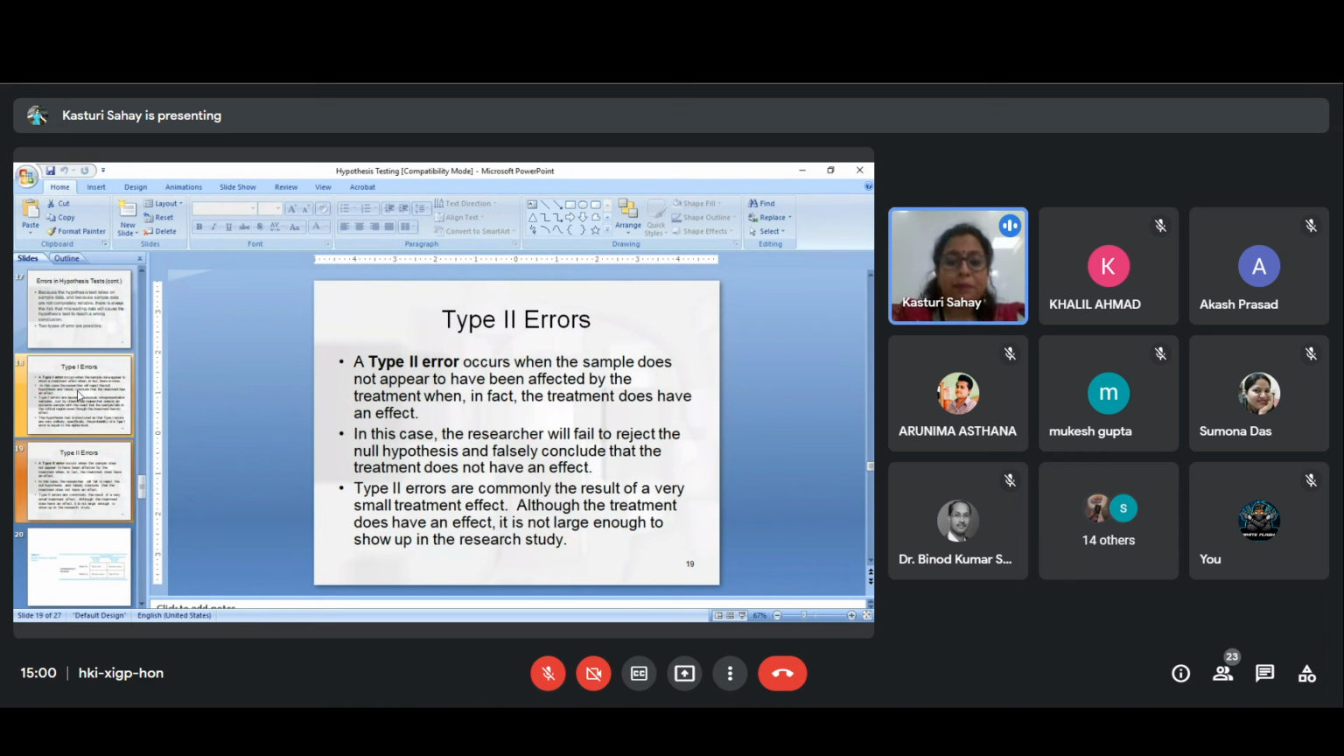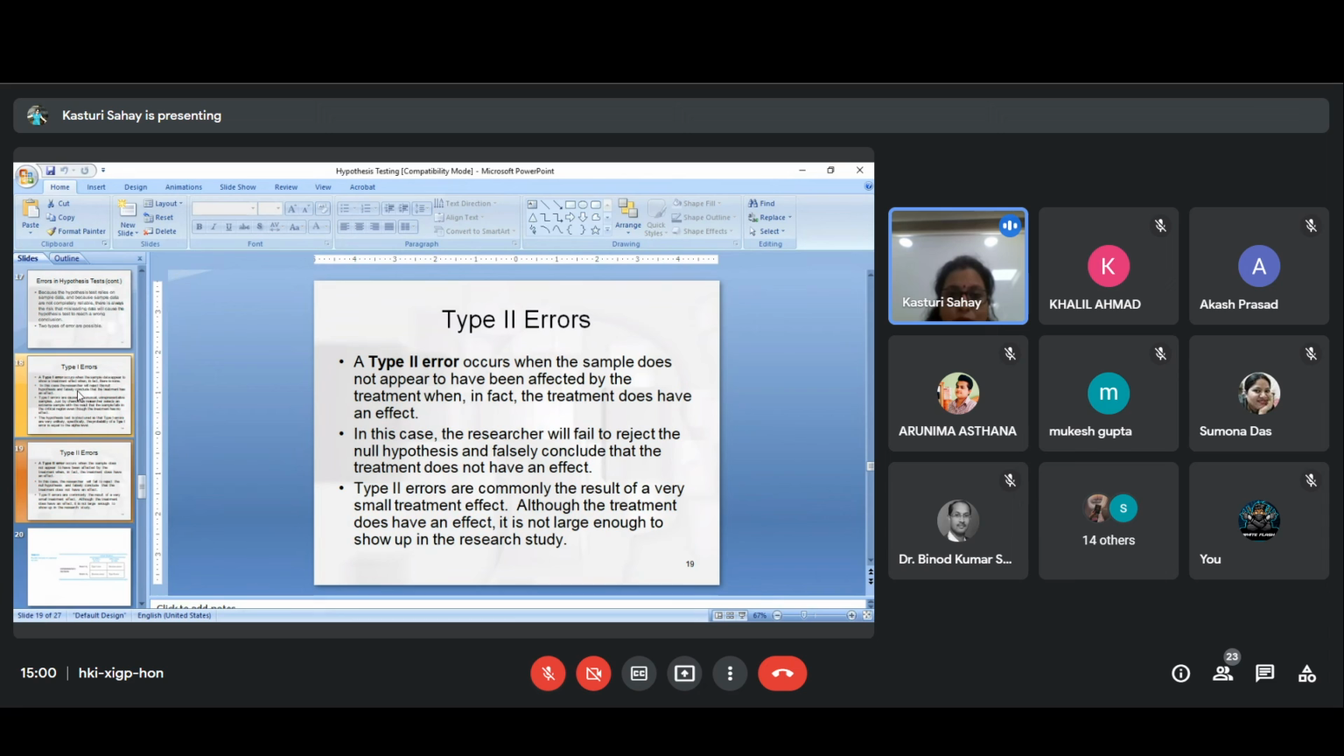Now we move to the type 2 error. Type 2 error is when there was a treatment effect, but the researcher rejected it. The sample does not appear to have been affected by the treatment, even though the treatment does have an effect. In this case, the researcher will fail to reject the null hypothesis and falsely conclude that the treatment does not have an effect. Type 2 errors are commonly the result of a very small treatment effect. Although the treatment does have an effect, it is not large enough to show up in the research study.